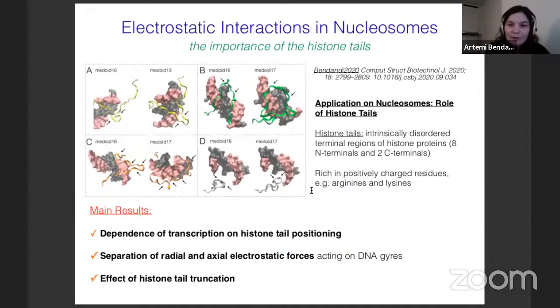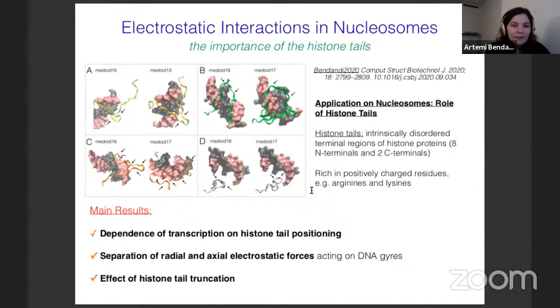So, as I said, we applied this methodology specifically to the histone tails. The histone tails are the intrinsically disordered terminal regions of the histone proteins. We have the main histone octamer around which the DNA is spooled in the nucleosome, and each of those 8 histones has one N-terminal, and 2 of them have also C-terminals, so a total of 10 tails. And these tails are rich in positively charged residues.